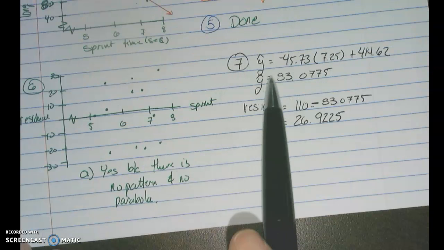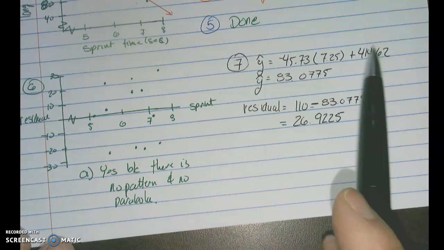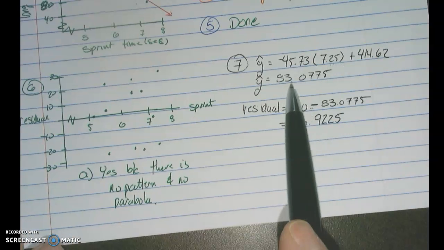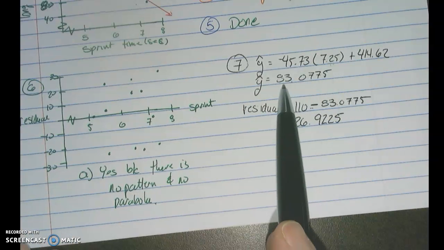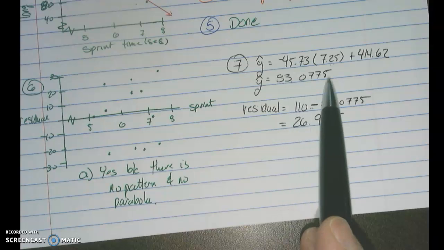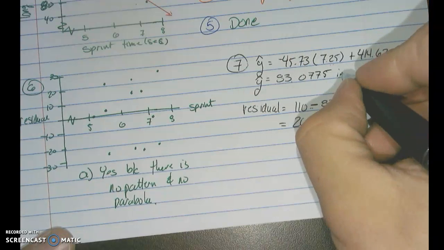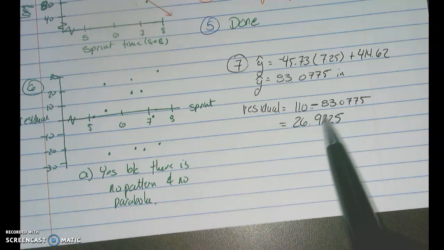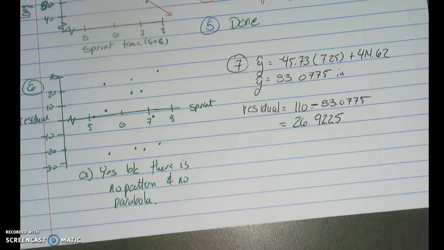So for number 7, we used our linear regression line. We put in 7.25 for our X. We predict that with that sprint time, he should be able to jump 83.0775 inches. But we observed that he did 110 inches. So the residual is 26.9225. So his residual was 26 above our prediction, or nearly 27 more than what we expect him to do.